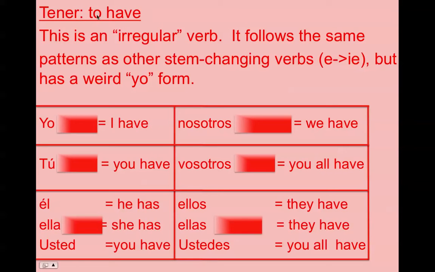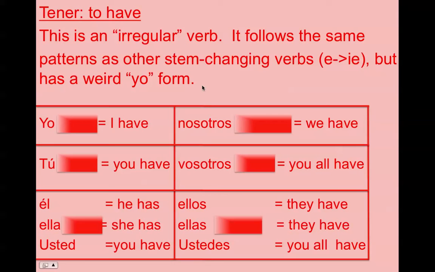Tener significa to have. This is an irregular verb in Spanish. It follows the same pattern as other stem-changing verbs, the ones that we learned so far: poder, jugar, and dormir. Those stem-changing verbs change from an O to a UE or a U to UE, but tener changes from an E to an IE. It also has a weird yo form.